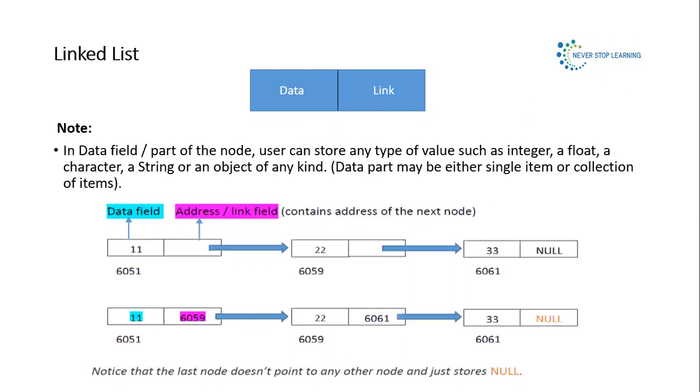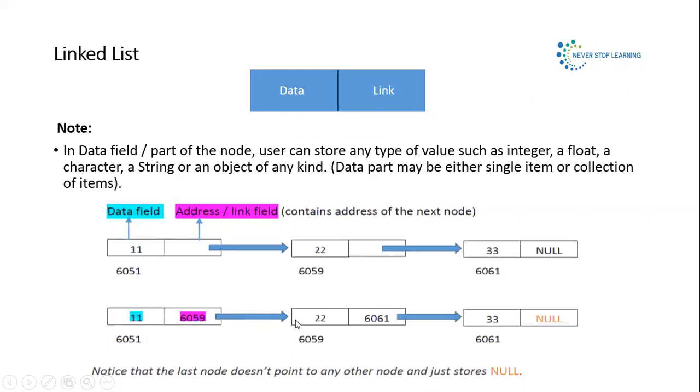Fine. So here, as you can see, I have taken one example. This is a linked list where three nodes are there. As you can see, this is the data part, this is the link or the address part. Data part value is 11 and the address of this node is how much? 6051. Address of this node is 6059. What we are saying, the link part contains the address of the next node. So how will my linked list look? Here is data part 11, and 6059, that is the address of the next node, is coming here.